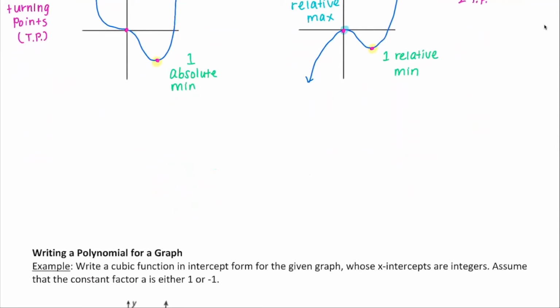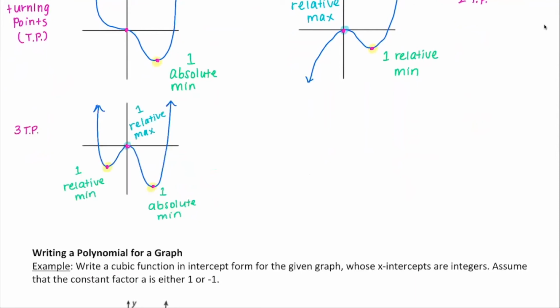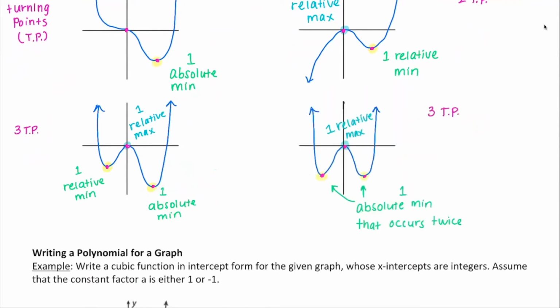I have 2 more examples that we'll just kind of look at together. So here we have one relative max, we have a relative min, and then we have an absolute minimum with 3 turning points. And we have another one here where we have one relative maximum, and then we have this place that the 2 minimums are actually the same value. So we have one absolute minimum, but it just occurs twice in those 2 different intervals.